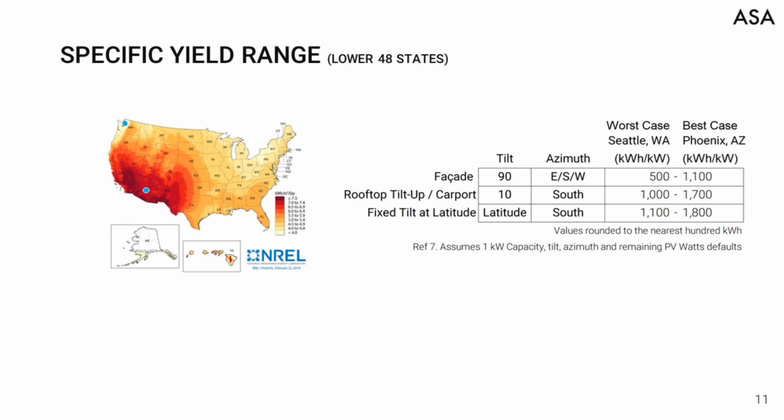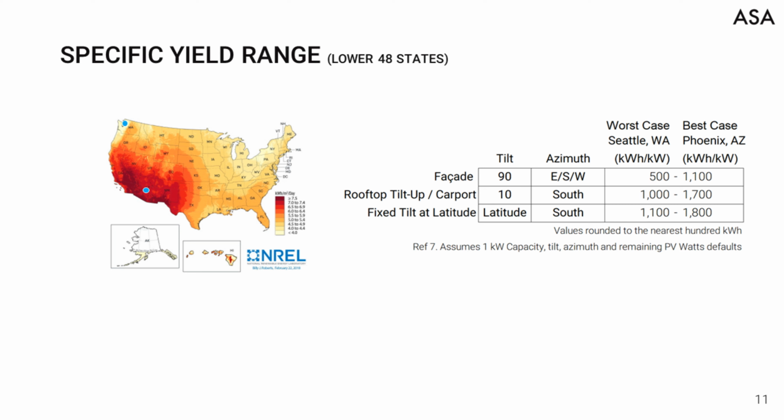In addition to these two location bookends, we have identified tilt and azimuth bookends for 3 applications: a vertical facade, a typical roof mount PV system tilted at 10 degrees facing south, as well as an array tilted at a site's latitude. As one varies location and orientation within the lower 48 states, specific yield can range from 500 kilowatt hours per kilowatt to 1800 kilowatt hours per kilowatt. Note, these figures are rounded to the nearest 100 kilowatt hours per kilowatt.